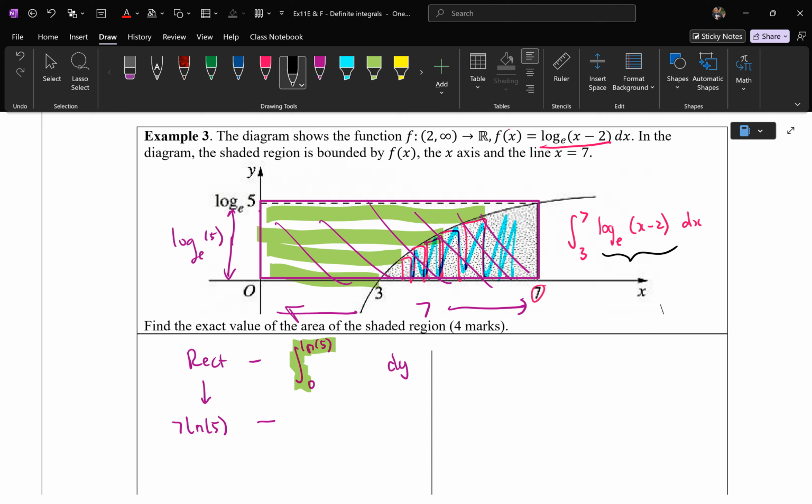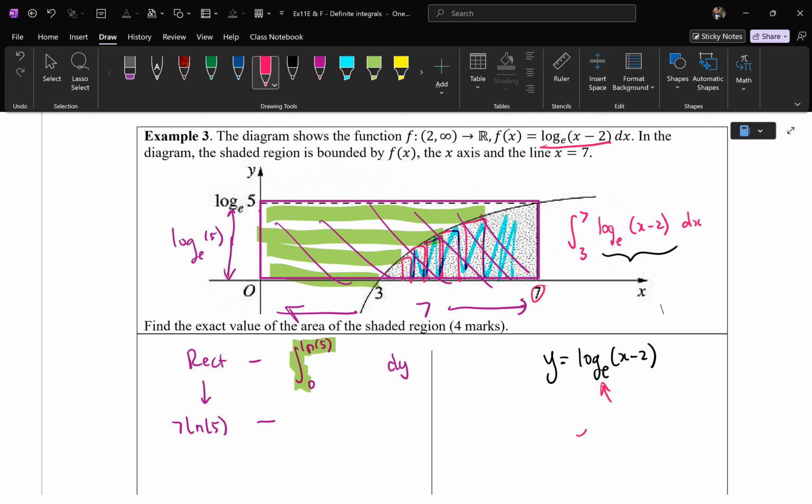Okay, so here we go. We started off with y is equal to log e of x minus 2. But we found that if we integrate it along the y-axis, it's better, so you need it in terms of y. So let's move everything across. How do you get rid of log base e? What's the inverse?